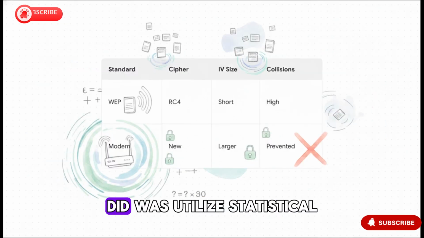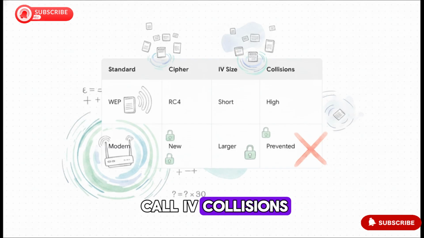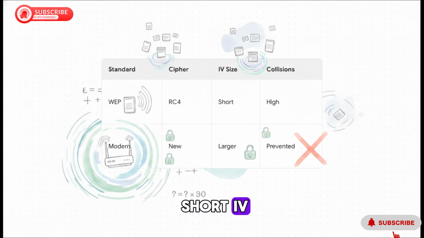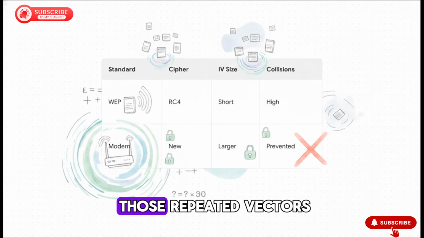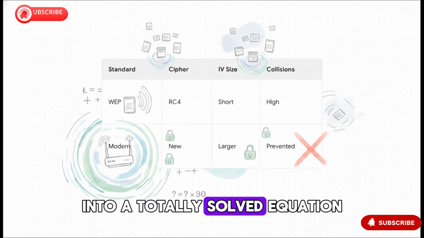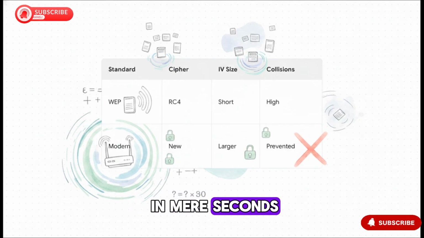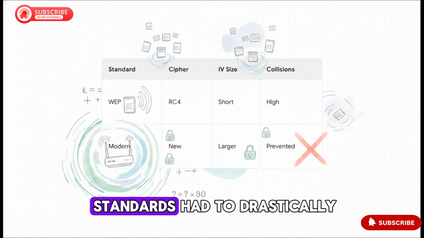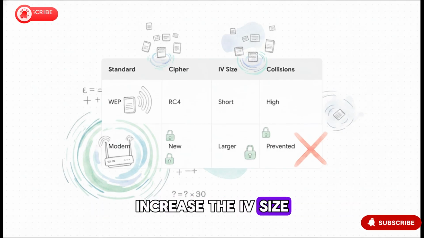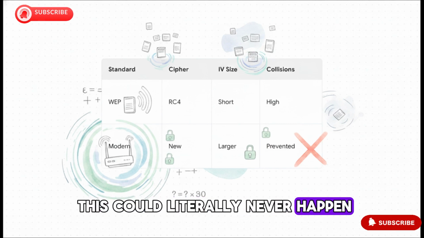What Aircrack-ng did was utilize statistical cryptanalysis to exploit what we call IV collisions. Basically, when the router is forced to reuse that short IV, the software captures those colliding data packets, correlates them, and turns those repeated vectors into a totally solved equation. Once enough packets are gathered, it reveals the password in mere seconds. It's pure math. And this exact mathematical loophole is precisely why modern standards had to drastically increase the IV size and completely change the cipher. They had to ensure this could literally never happen again.